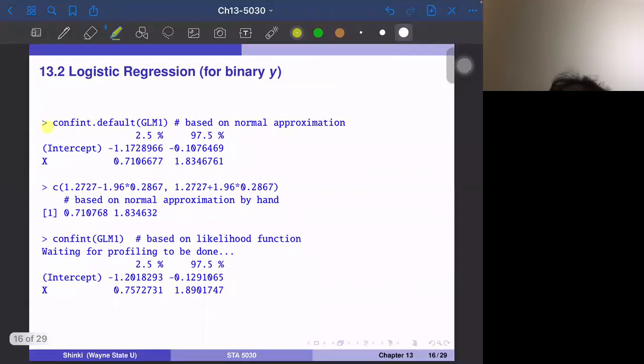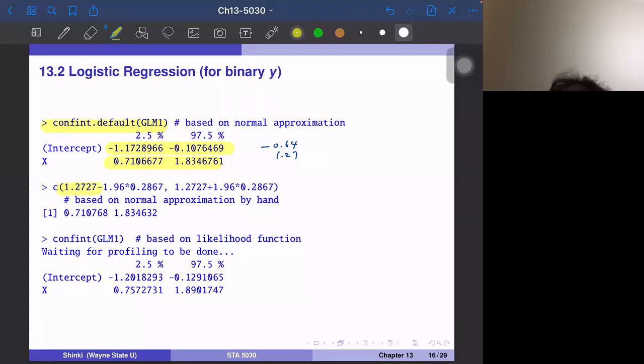Now we see the confidence interval for beta naught and beta 1. The confidence interval for the intercept for the model we discussed earlier is negative 1.17 to negative 0.1, and the center was negative 0.64. So this is symmetric around this number. The estimate for x is 1.27, and the confidence interval is 0.71 to 1.83. We use normal approximation, so it's symmetric around the center.